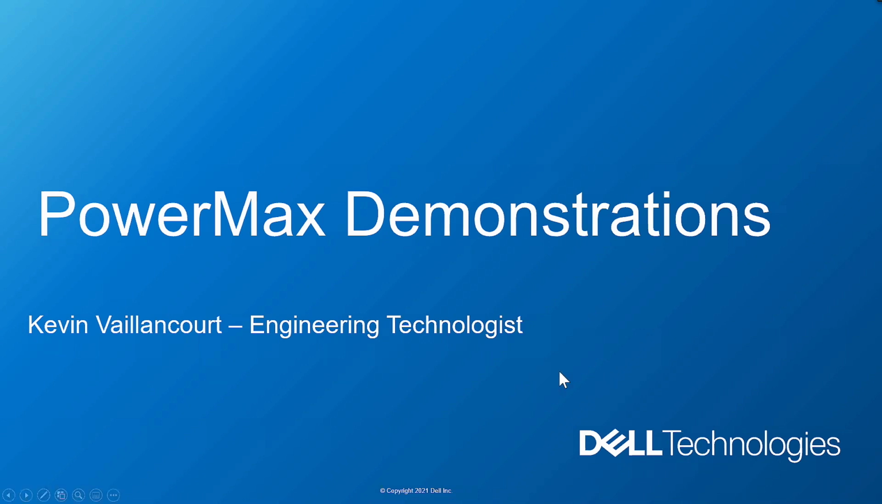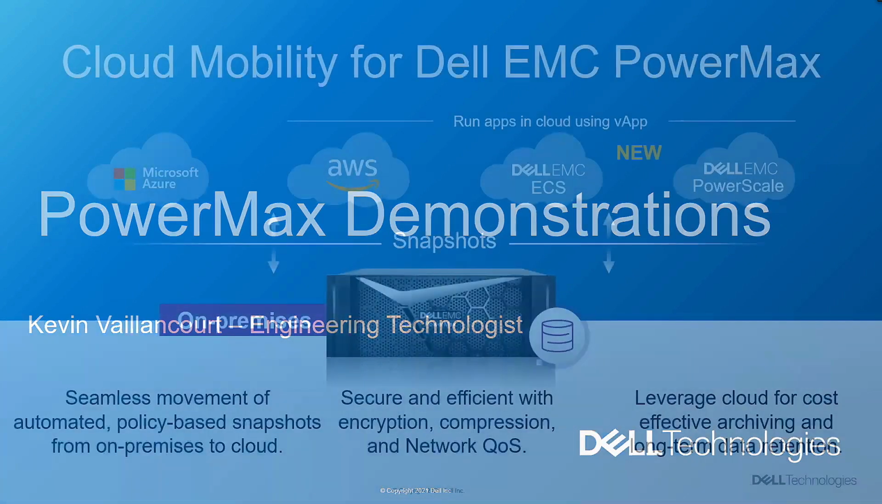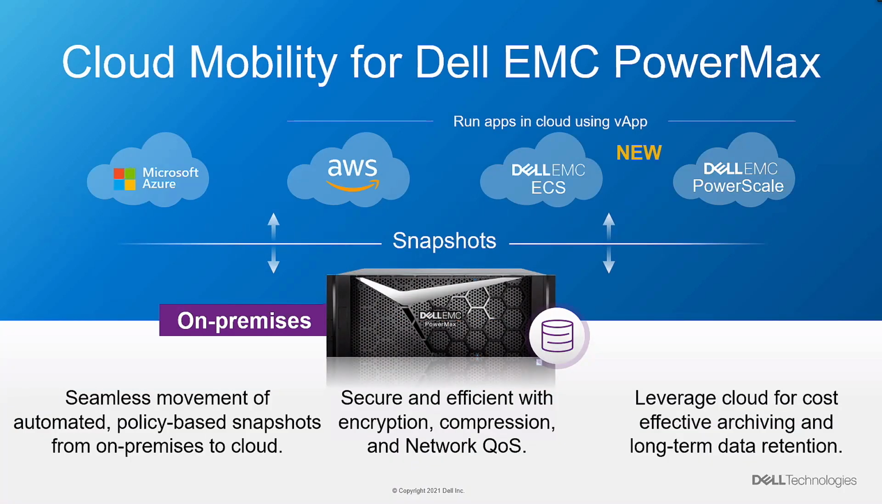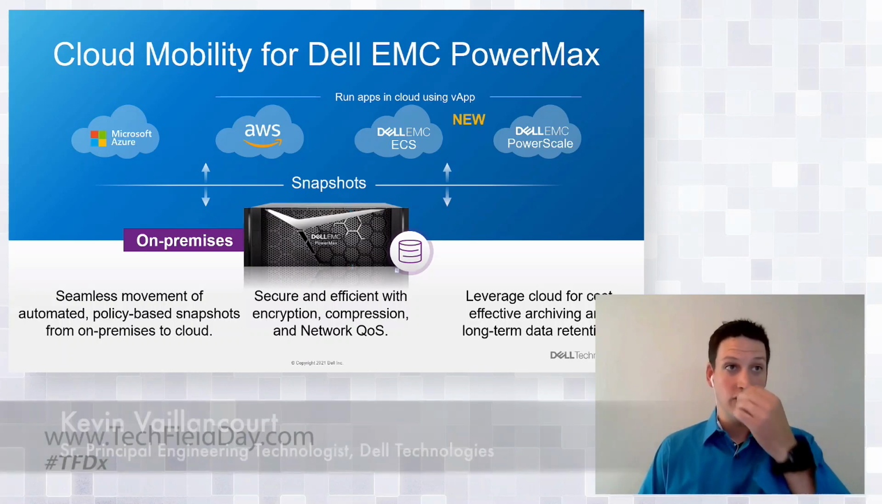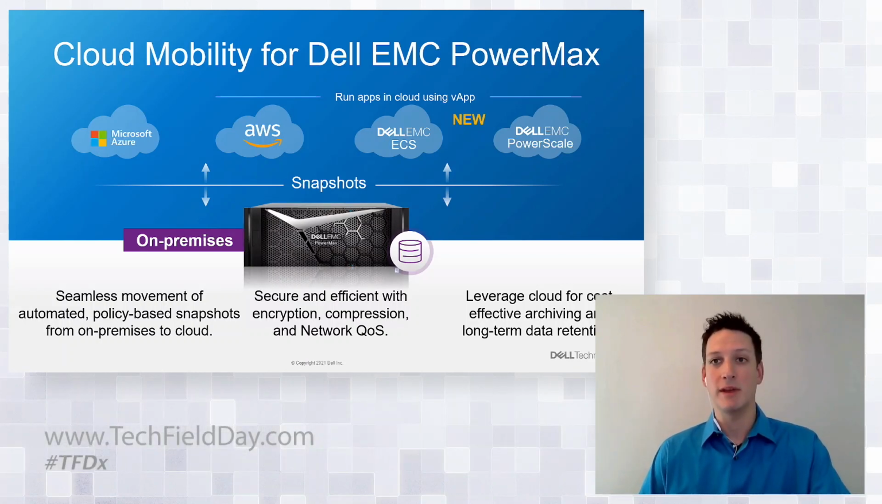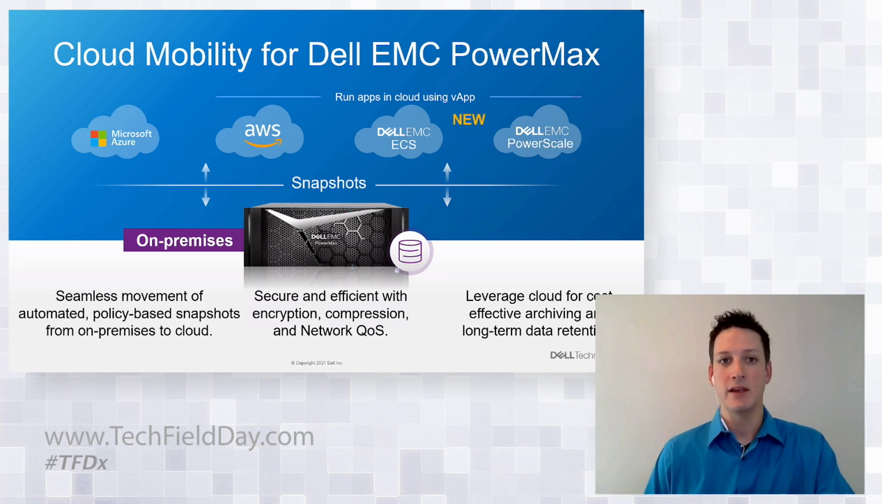Today, walking through our cloud mobility demonstration and reiterating what John Madden had gone through for cloud mobility on Dell EMC PowerMax, it allows us to offload and provide a long-term archive solution and data retention for your snapshots from a PowerMax. That means we can seamlessly move that data with an automated, policy-based snapshot policy. And all that's secured and efficiently stored with compression and encryption when it's shipped off.